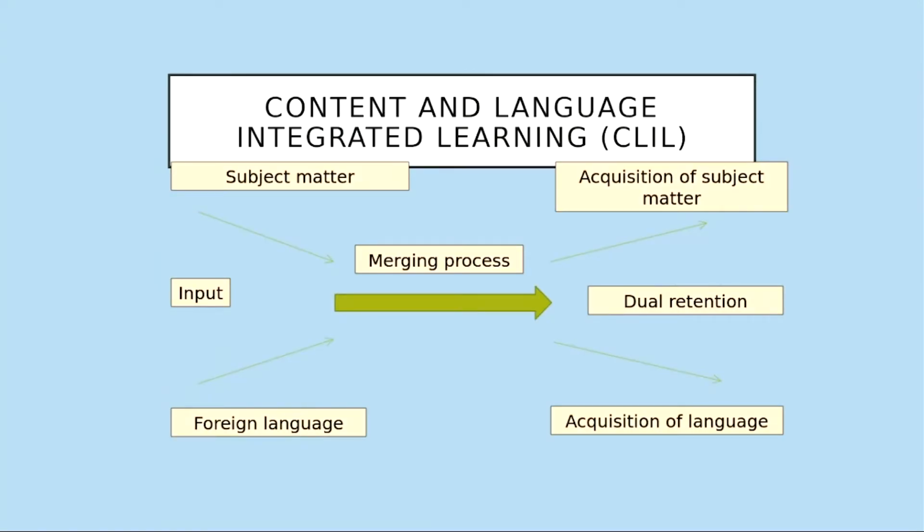CLIL involves the close integration of language learning aims and subject learning aims within a particular curriculum or course. It has been found to be successful in terms of improving outcomes for both subject learning and the acquisition of additional languages. CLILSTORE aims to help teachers and learners who are engaged in this type of learning.